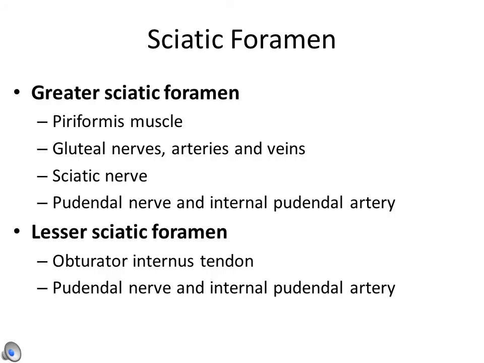The greater sciatic notch, the sacrotuberous ligament, and the sacrospinous ligament form the greater sciatic foramen. The piriformis muscle, the gluteal nerves, arteries, and veins, the sciatic nerve, and the pudendal nerve and internal pudendal artery pass through the greater sciatic foramen.